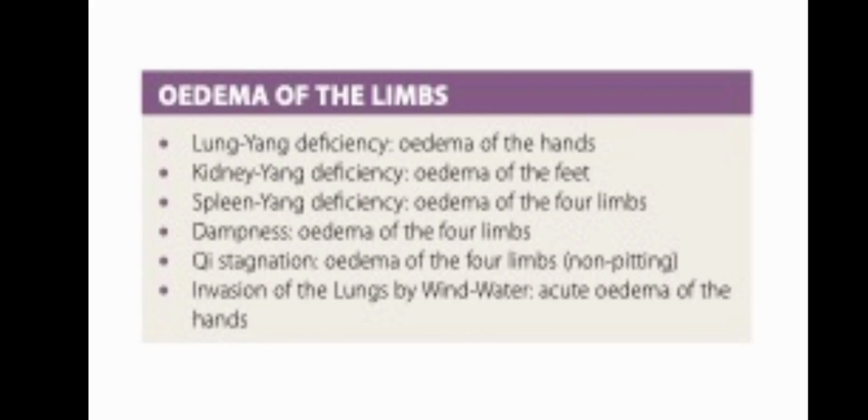In summary, edema of the limbs could be due to lung yang deficiency, which is edema of the hands, kidney yang deficiency, or edema of the feet. Spleen yang deficiency is edema of the forelimbs, and dampness is edema of the forelimbs as well. And chi stagnation is edema of the forelimbs that is non-pitting, and invasion of the lungs by wind water is an acute type of edema of the hands.